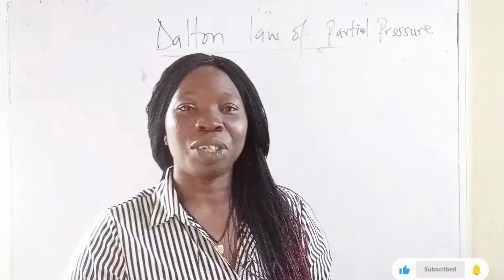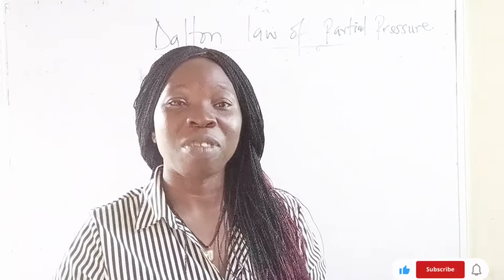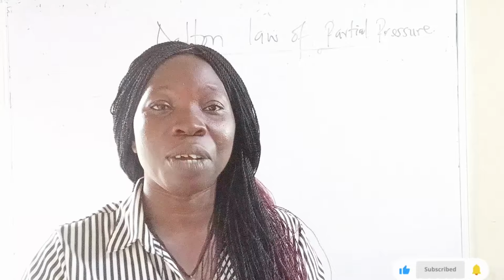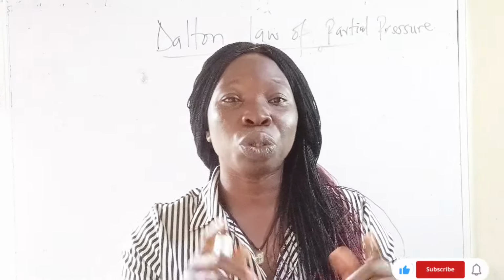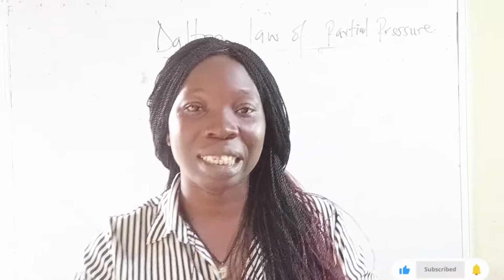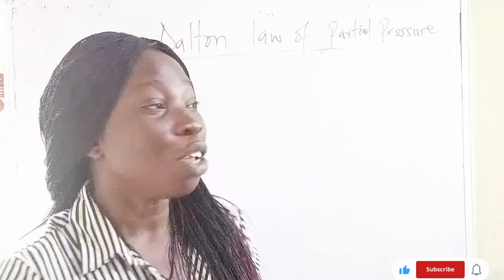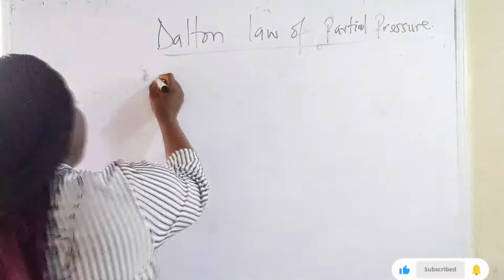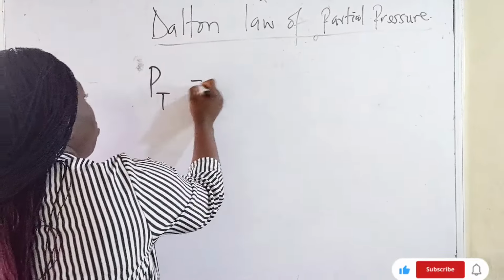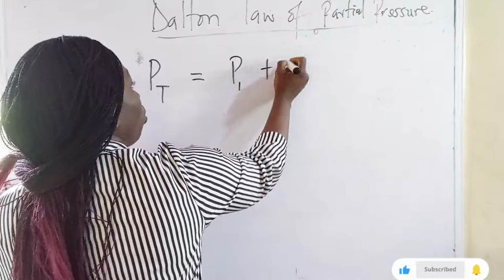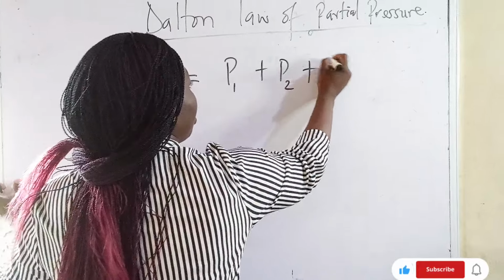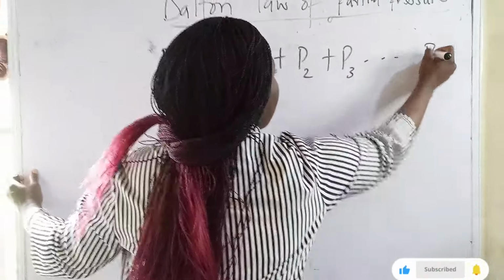Today we'll be looking at Dalton's law of partial pressure. Dalton's law of partial pressure states that the sum of the individual gases present in a container is equal to the total amount of gas pressure that is exerted on that container. So therefore, PT will be equal to P1 plus P2 plus P3 down to P infinity.